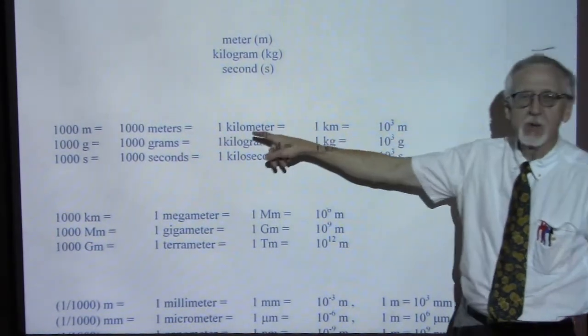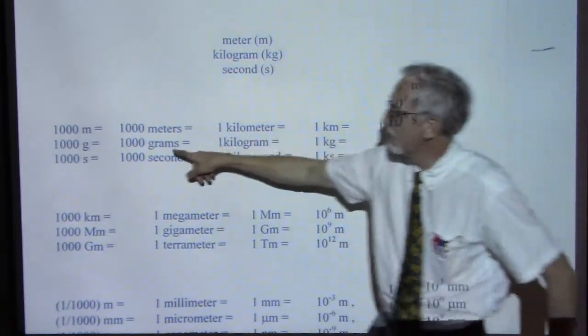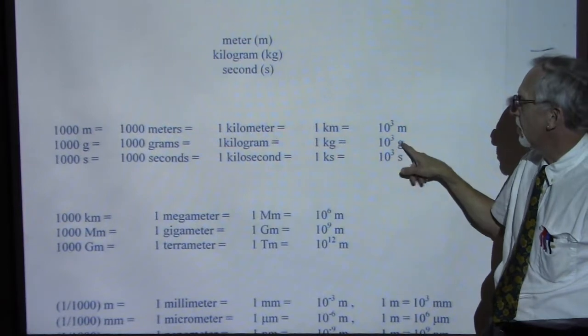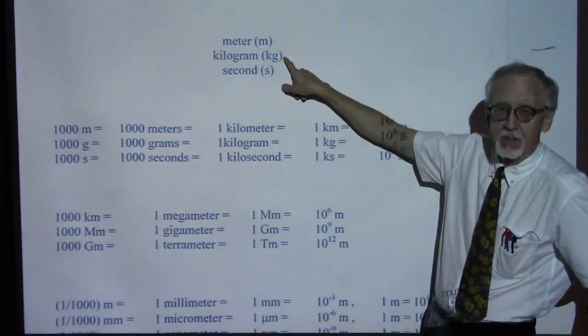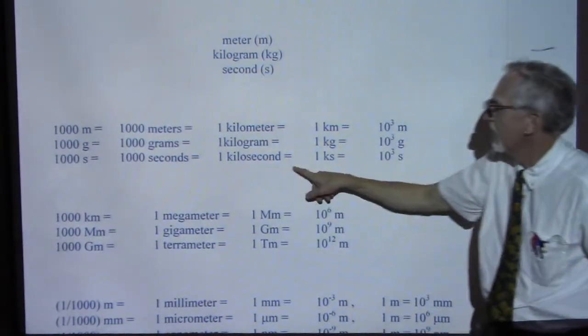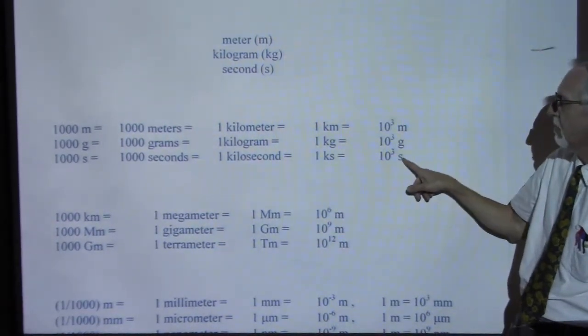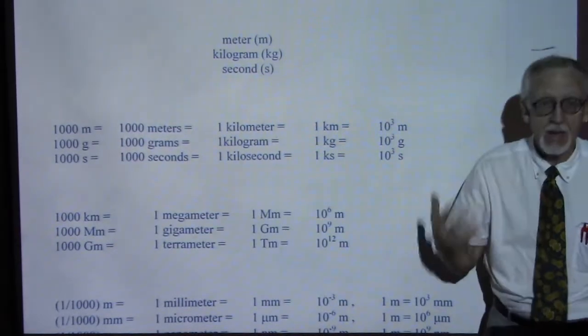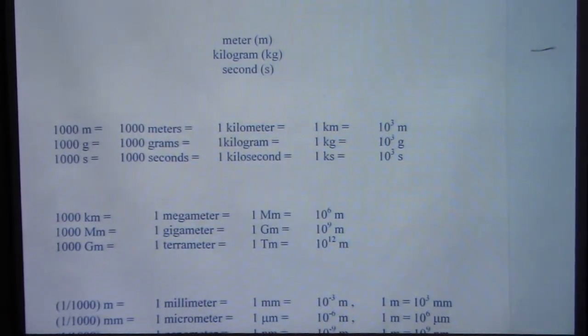Now we can put this prefix in front of grams. 1,000 grams is 1 kilogram, or 10 to the 3 grams. And actually the kilogram is our fundamental unit for mass. 1,000 seconds is 1 kilosecond, or 10 to the 3 seconds. So 1 ks is 10 to the 3 seconds. We can make larger units than that.